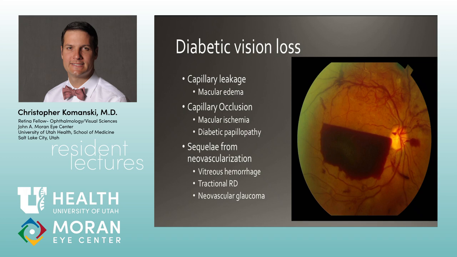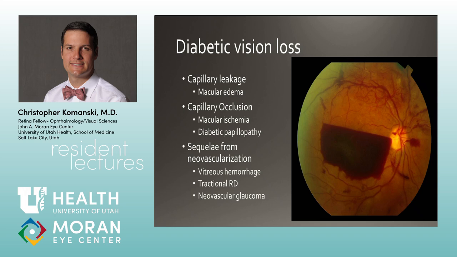The vision loss from diabetic retinopathy really can be broken down to two main problems. You have leakage from the blood vessels, or you can have just a lack of blood flow. So the leakage from blood vessels leads to things like macular edema. And then the capillary occlusion causes macular ischemia, so that can just be long-term vision loss because of poor perfusion in the macula. Or things like diabetic papillopathy, or the sequelae when you have neovascularization, so vitreous hemorrhage, tractional retinal detachment, and neovascular glaucoma.